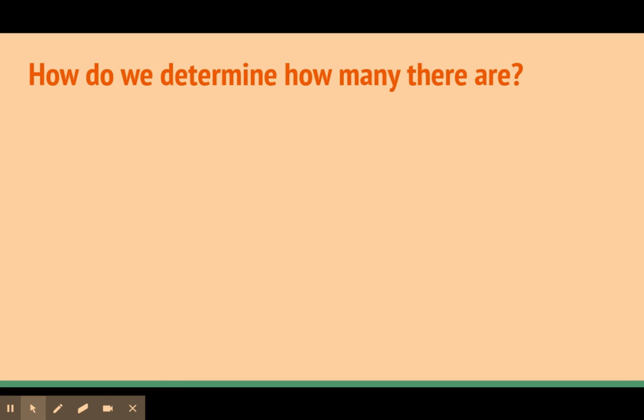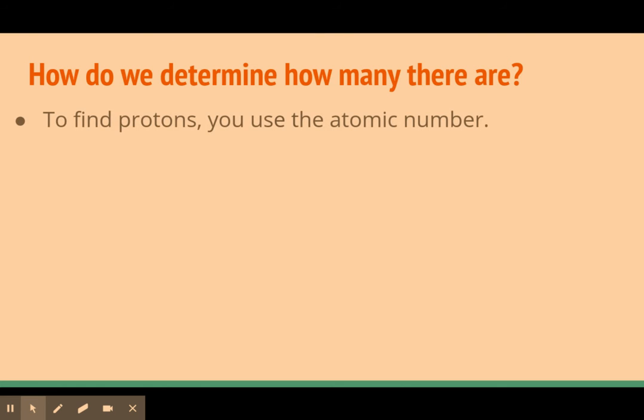So how do I determine how many there are of protons, neutrons, and electrons? So a few rules, a few things that we need to keep in mind. To find protons, you will use the atomic number. So if you can find the atomic number for an element on the periodic table, then you know how many protons it has. So oxygen, if we look back at the slide before this, oxygen has an atomic number of 8. So oxygen has 8 protons. Fluorine has an atomic number of 9, so fluorine has 9 protons.